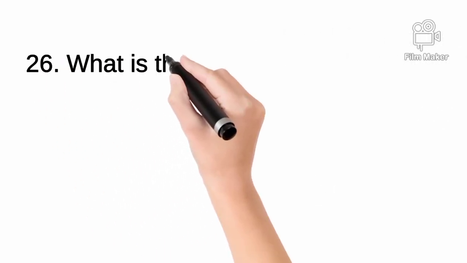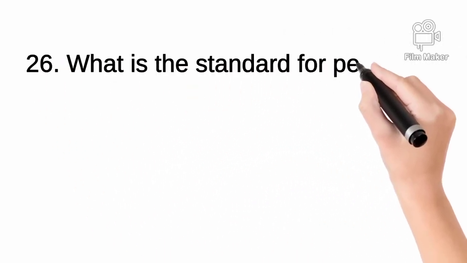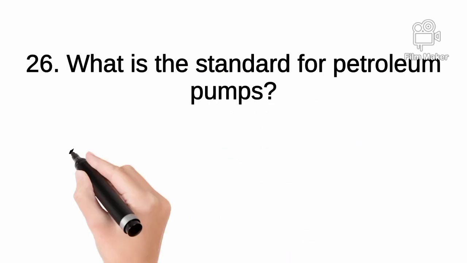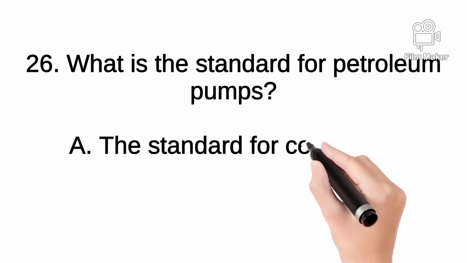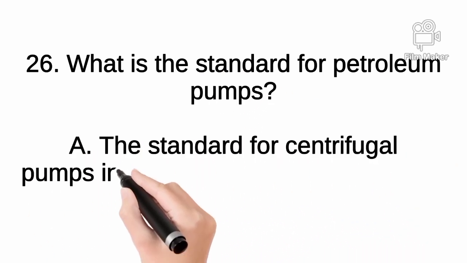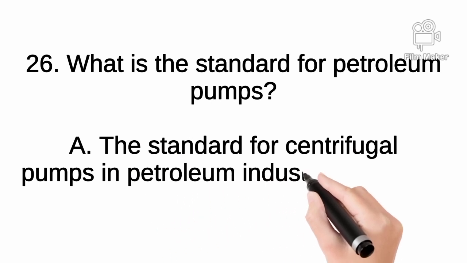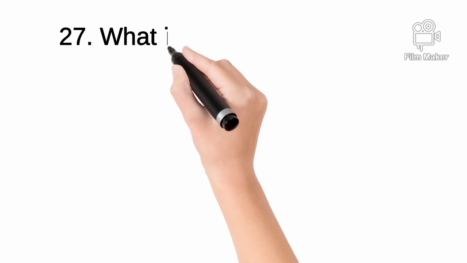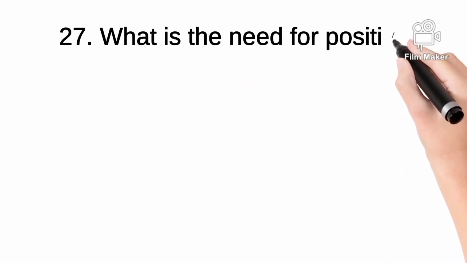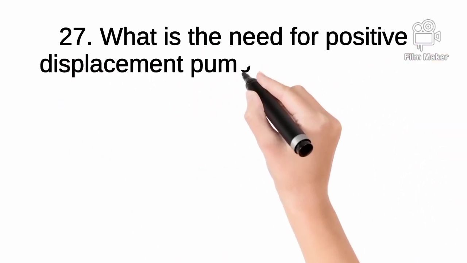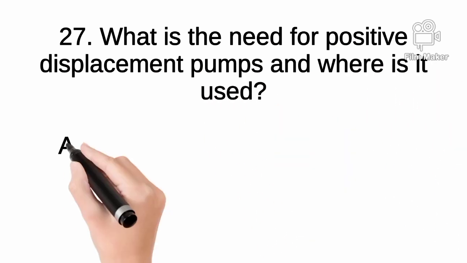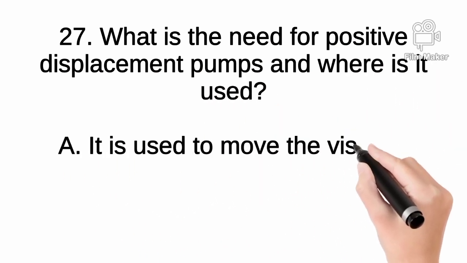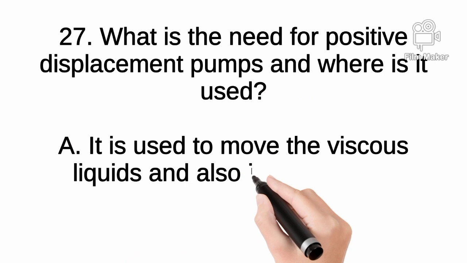26. What is the standard for petroleum pumps? A. The standard for centrifugal pumps in the petroleum industry is API 610. 27. What is the need for positive displacement pumps and where are they used? A. They are used to move viscous liquids, and also to inject chemicals or additives into a system.